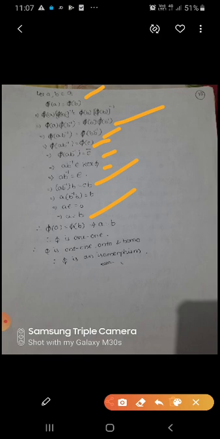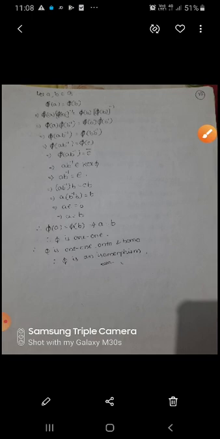Therefore φ(a) = φ(b) implies a = b. Therefore φ is one-one. Therefore φ is one-one, onto and a homomorphism. Therefore φ is an isomorphism.